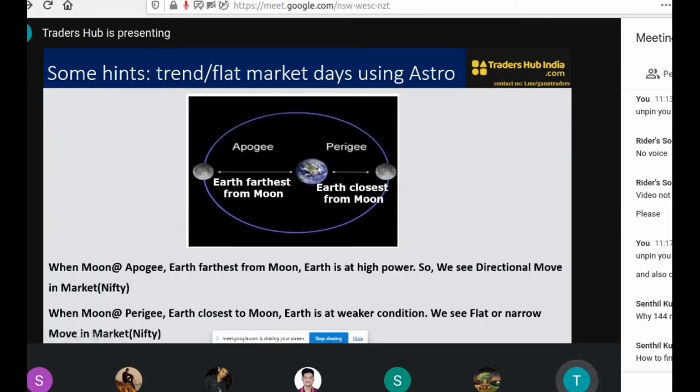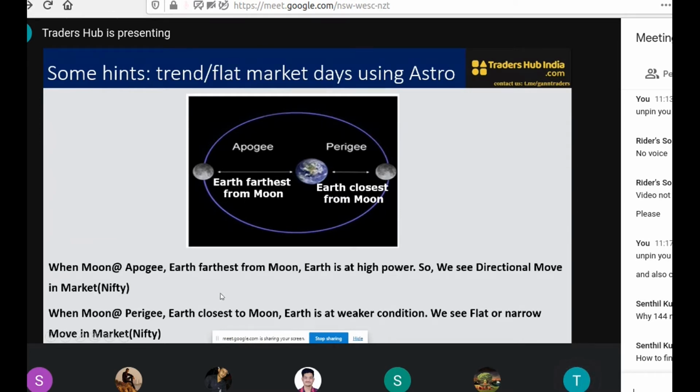So when the moon is far away from the earth, it is called apogee. At the time when it is a bit far away, it's the orbit of the moon. When it is going far away from the earth, it is called apogee. And at that time the moon is very powerful, and you get a big directional move in the market.